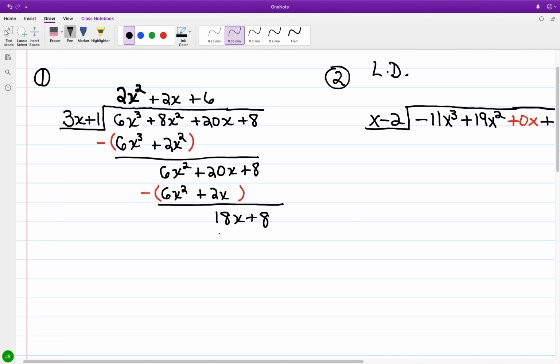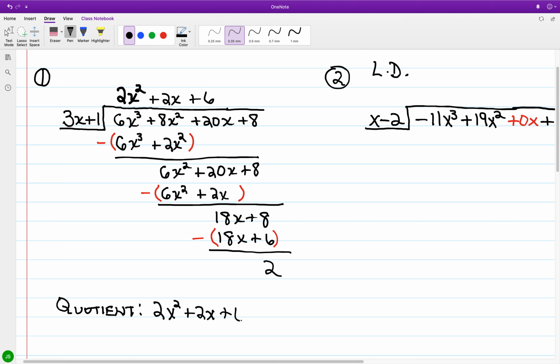Distributing 6 over 3x plus 1, we have 18x plus 6. With subtracting, 18x goes out, and 8 minus 6 is 2. Now I cannot take 3x directly into 2, and so for what we have left over, the quotient is going to be 2x squared plus 2x plus 6. And what we have left over, 2, will be the remainder.